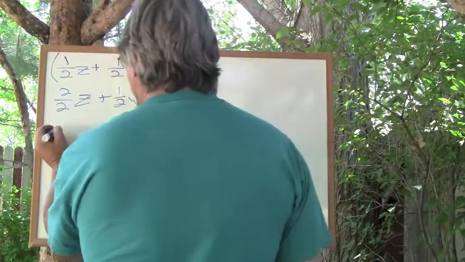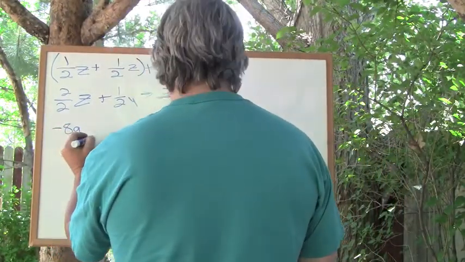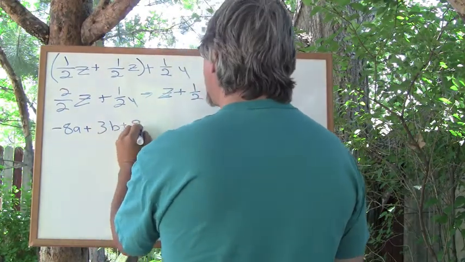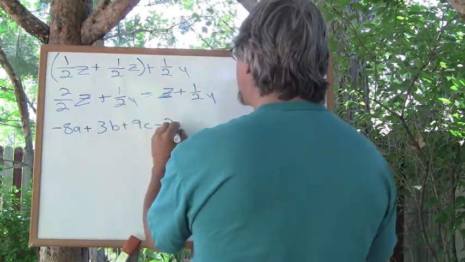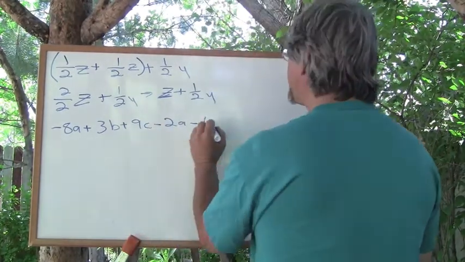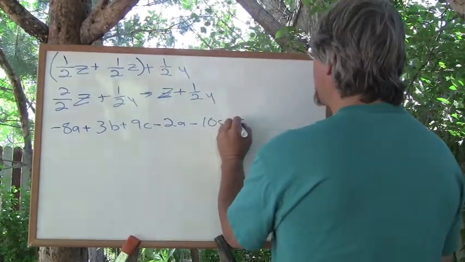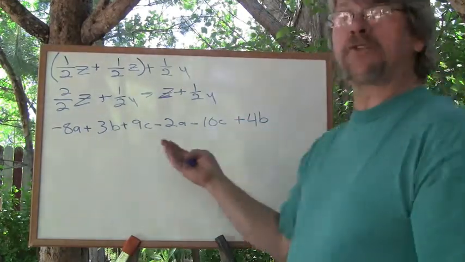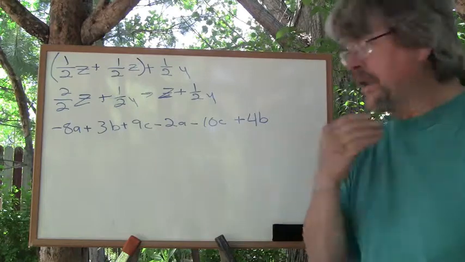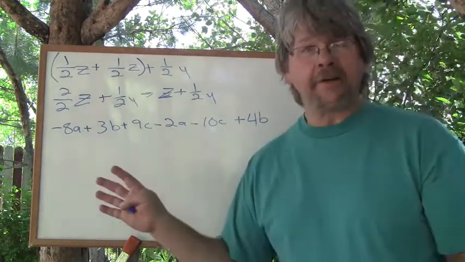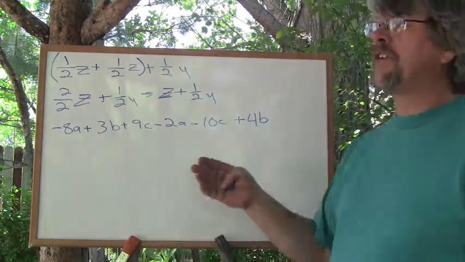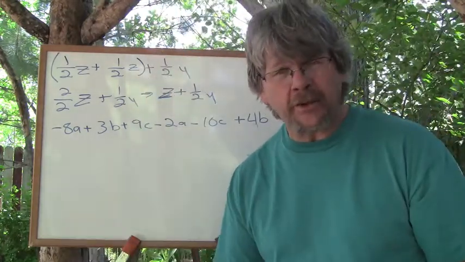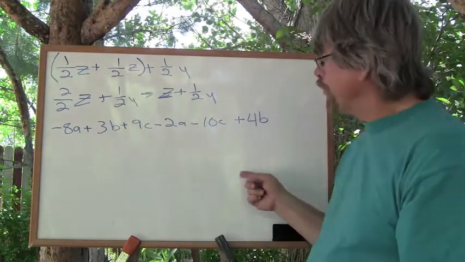Now if we have, say, let's go with negative 8a plus 3b plus 9c minus 2a minus 10c plus 4b. Now see, here's an expression that just virtually goes all the way across the board. And it's okay, because, face it, there are situations in life that you have a trillion different factors working all at once. Check out the universe, you know. You know what I mean?